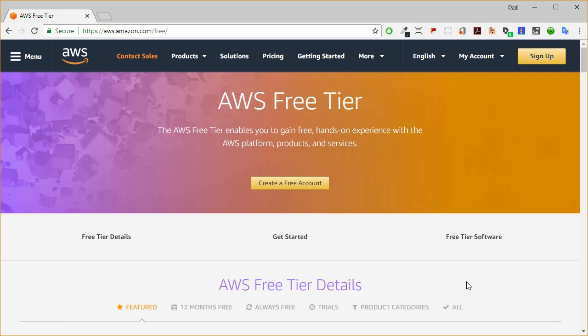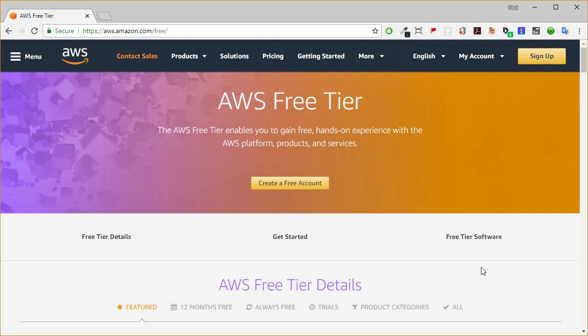We also have some things that are always free. So provided we stay below a certain limit of that service, we're going to get that for free as well. And that won't be affected by the 12-month period at all. We also have short trials of services as well.